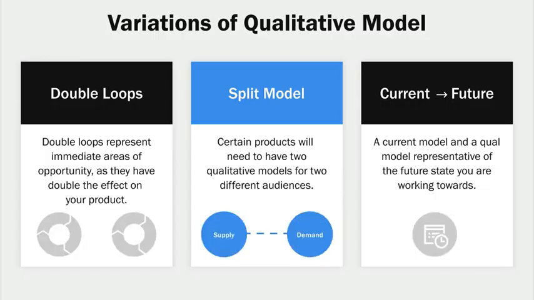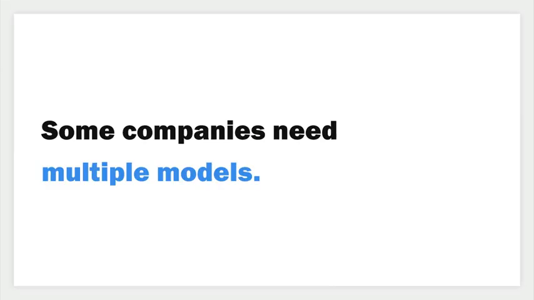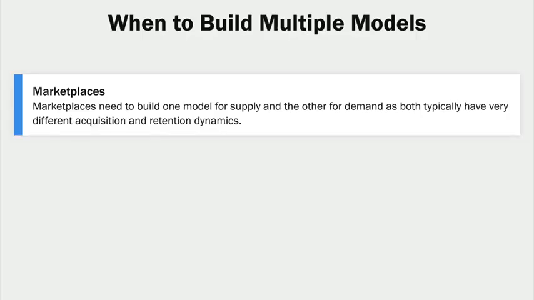The second variation of a qualitative growth model that we want to talk about are split models. Many of you will need to build 2 different qualitative growth models. Certain types of companies, depending on their business model and product, need multiple qualitative models to represent the full picture about how their product grows. The first and most obvious would be marketplaces. Marketplaces need to build 2 different models, one for supply and one for demand.